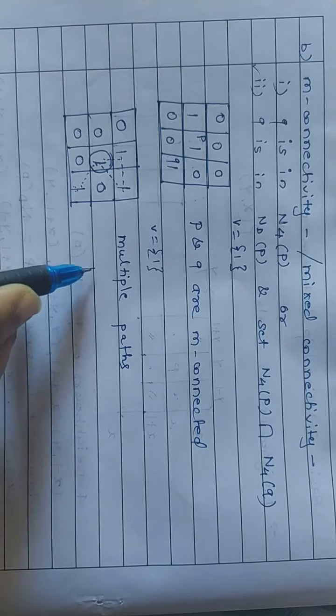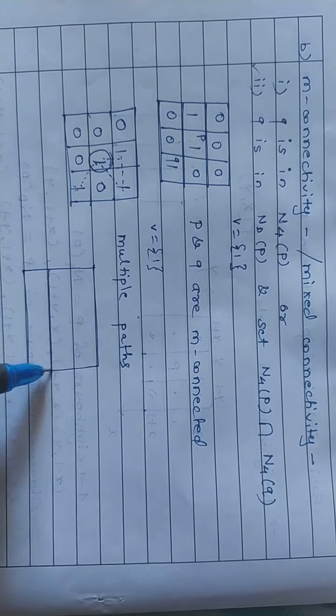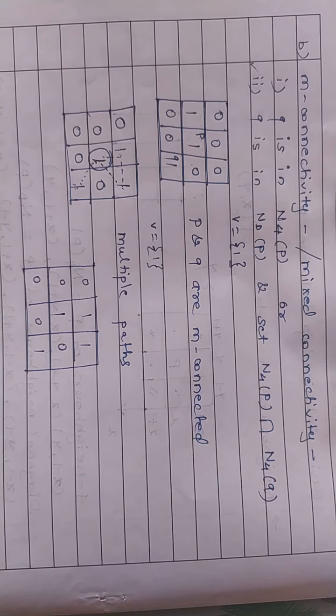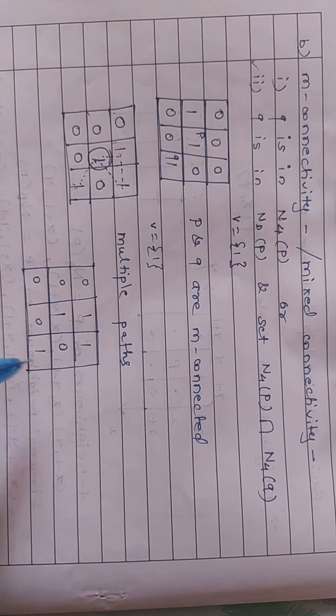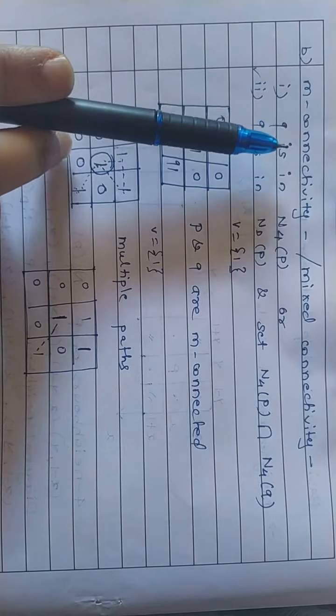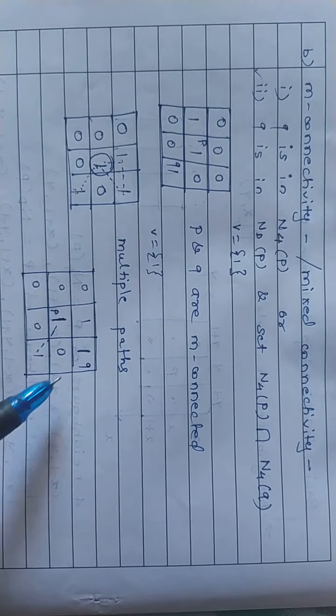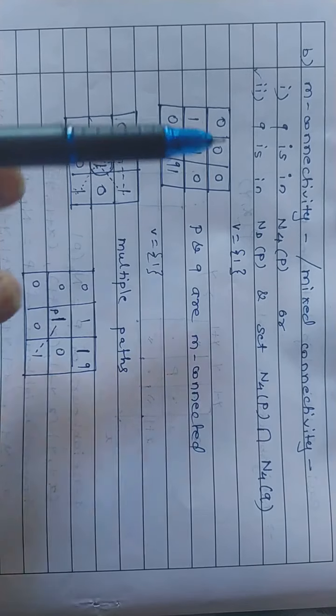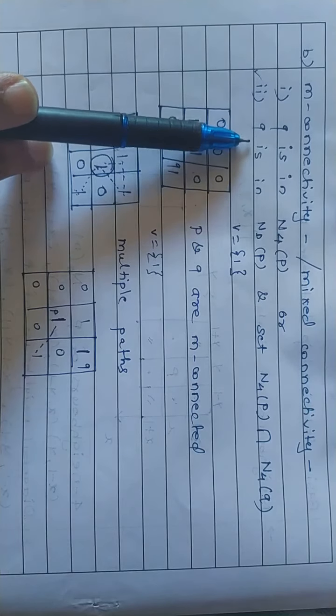How can we remove the multiple path ambiguity? For that I will draw the same diagram, 1 1 1 1, and other pixels have value 0. In this case these two pixels are connected. So for checking the connectivity between these two pixels, we'll follow M connectivity. Here we'll consider this as P and this as Q. So is Q in N4(P)? No, then we'll check the second condition. Is Q in ND(P)? Yes, Q is in ND(P).